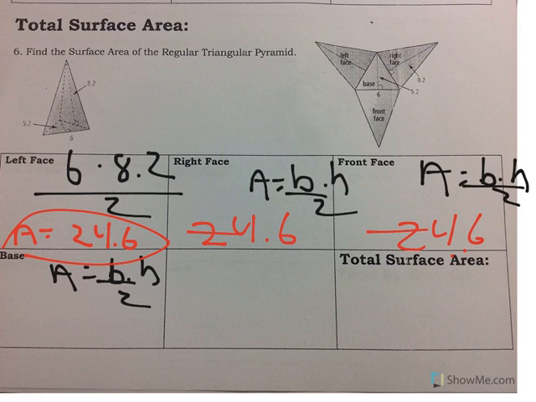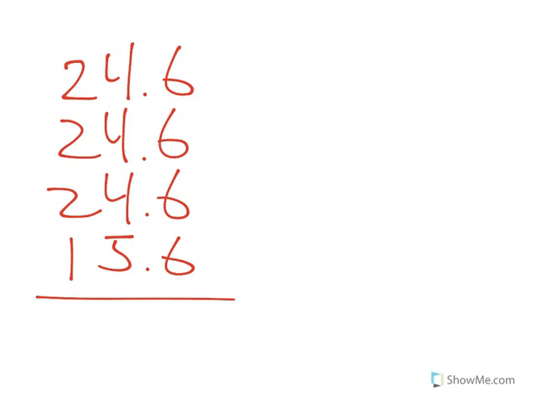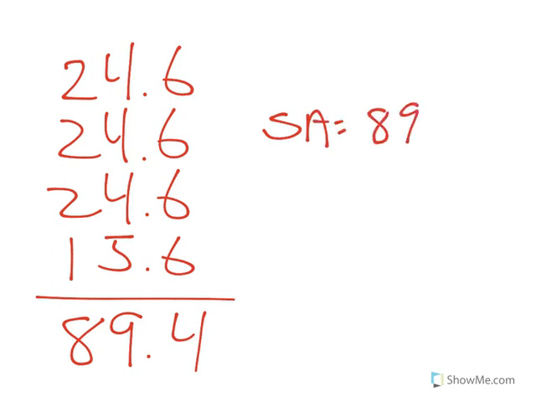The only thing that's going to be different is going to be the base down here. So my base still has the base of 6. I'll do the work right here. But this time, the height is 5 2/10, and I have to divide that by 2. So as I work this out, 6 times 5 2/10 divided by 2, I should get the area equals 15 6/10 units squared. So at this point, all I'm going to do is add up all 4 sides. So as I add all of this up, I should get 89 4/10. So the surface area should be 89 4/10 units squared.